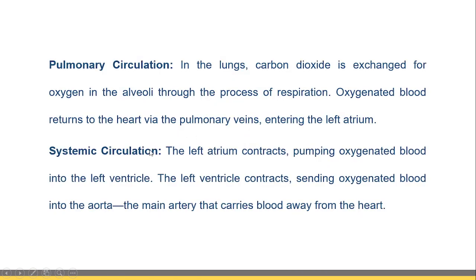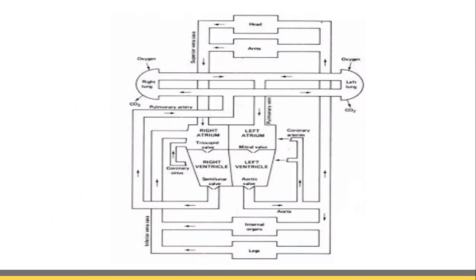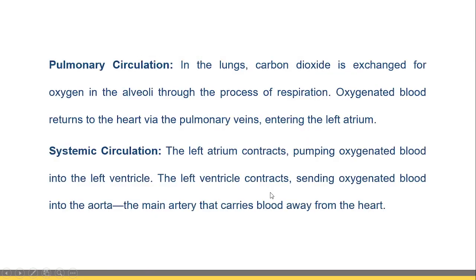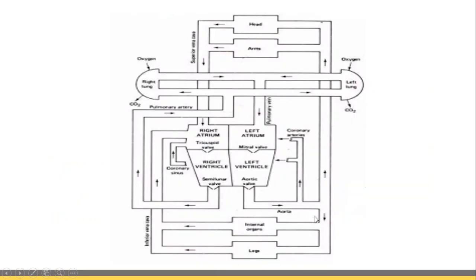Systemic circulation: the left atrium contracts, pumping the oxygenated blood into the left ventricle. The left ventricle contracts, sending the oxygenated blood into the aorta. The aorta is a major blood vessel. Through the aortic valve, this main artery carries blood away from the heart to the rest of the organs of the body.